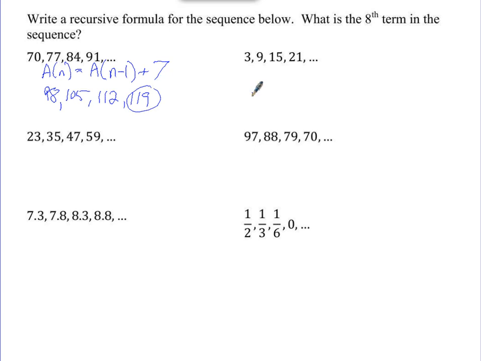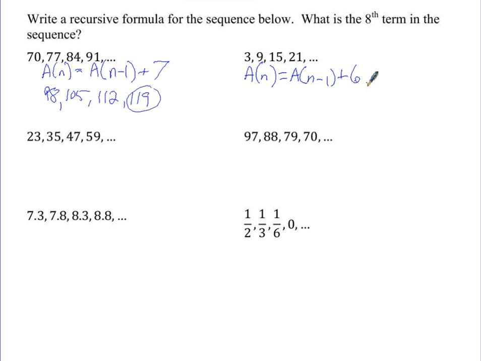Okay, how about the next one? 3, 9, 15, 21. Write a recursive formula. Is there a common difference here? We're adding 6 each time. So my recursive formula is going to be a of n equals a of n minus 1, that's always the same, then plus the common difference, which is 6. That's it. That's the formula.